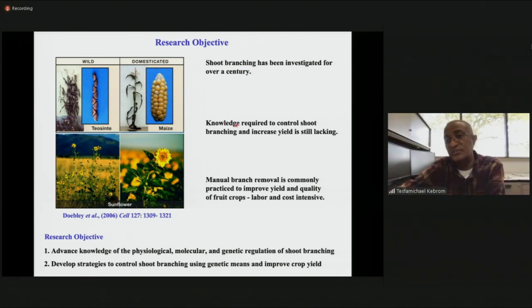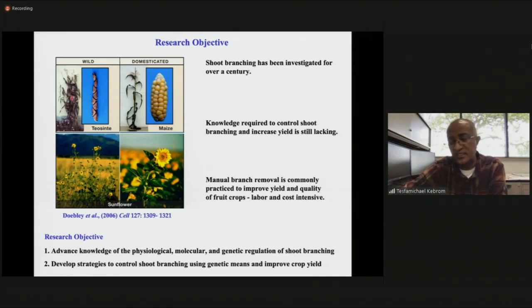Still, the knowledge required to control shoot branching and increase yield is lacking. We have only examples of shoot branching modification through crop domestication. For example, maize evolved from its wild ancestor teosinte.